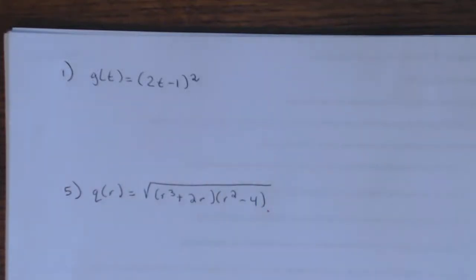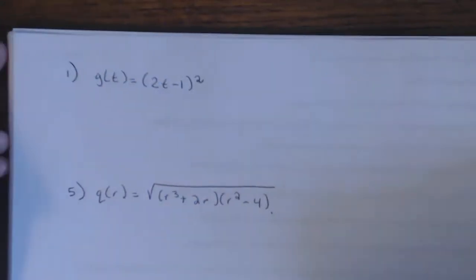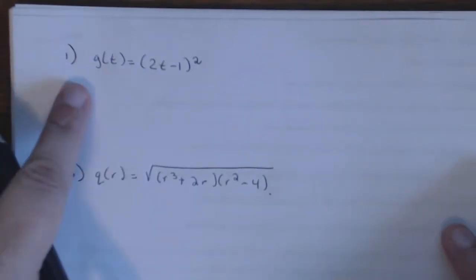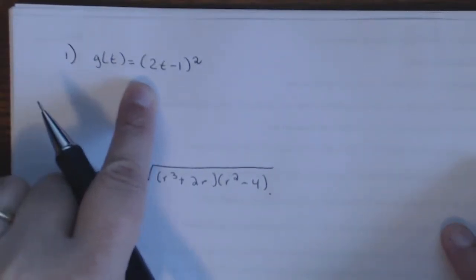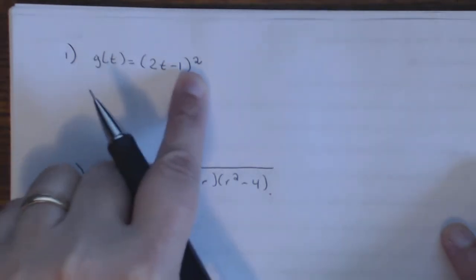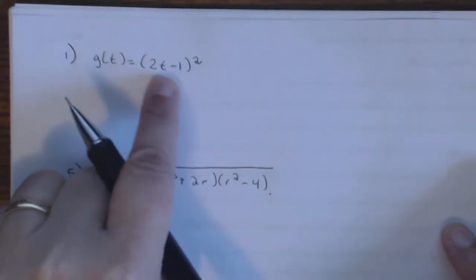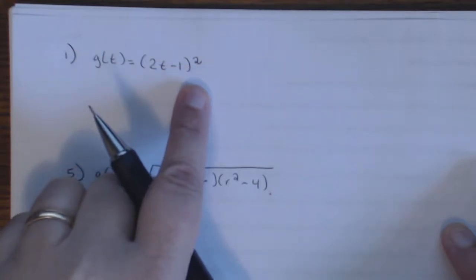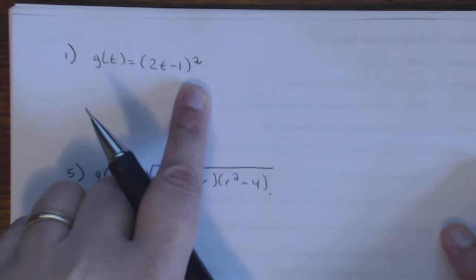Okay, I wanted to go over the mixed review homework, page 41 in the lab manual. So number one, g of t equals parentheses 2t minus 1 quantity squared. Since you have a binomial, two terms squared, this is a chain rule. And the chain rule is the derivative of the outside times the derivative of the inside.